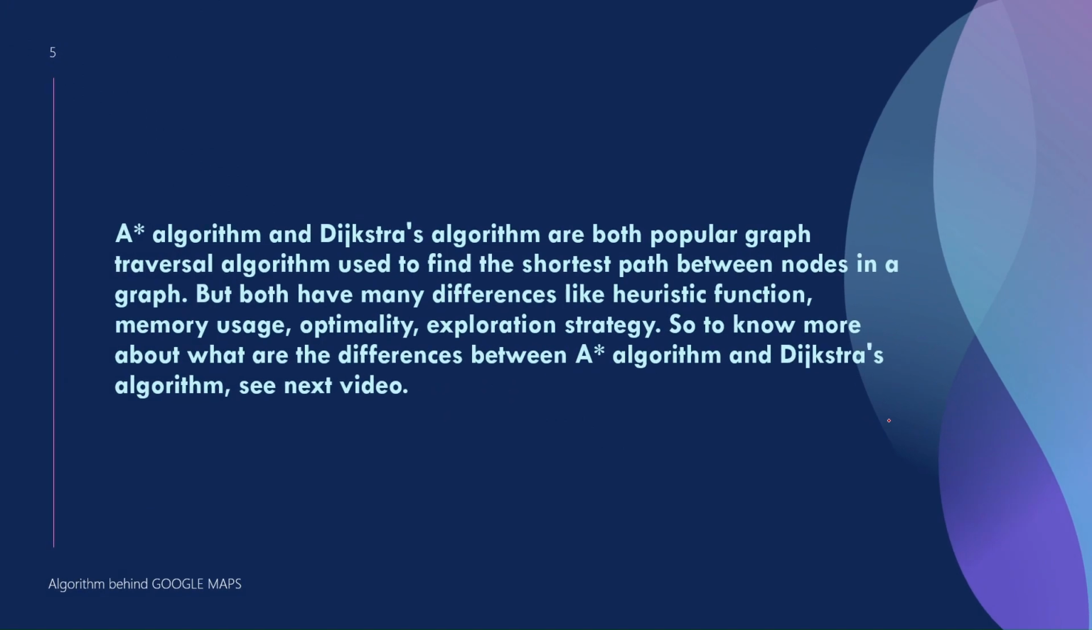The A-star algorithm and Dijkstra's algorithm are both popular graph traversal algorithms, but they have many differences, like heuristic function, memory usage, optimality, exploration strategy, and many more. To know more about the differences between the A-star algorithm and Dijkstra's algorithm, see you in the next video.